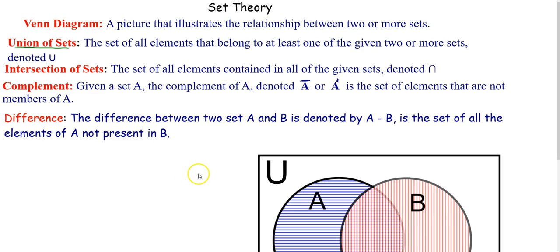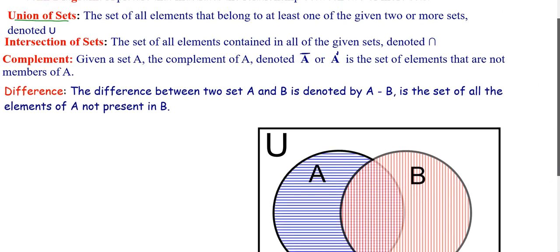Now, having known the basic vocabulary, we can go ahead and do some operations among these sets. Before that, I need to know what a Venn diagram is. A Venn diagram is a picture that illustrates the relationship between two or more sets. So now the first one here, this is the Venn diagram, of course. I already have it for you.